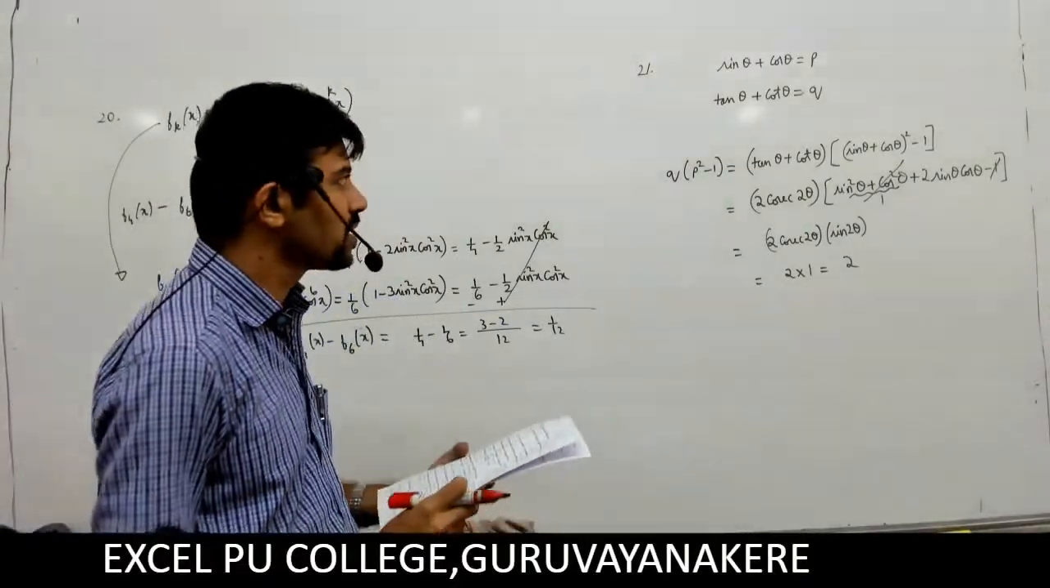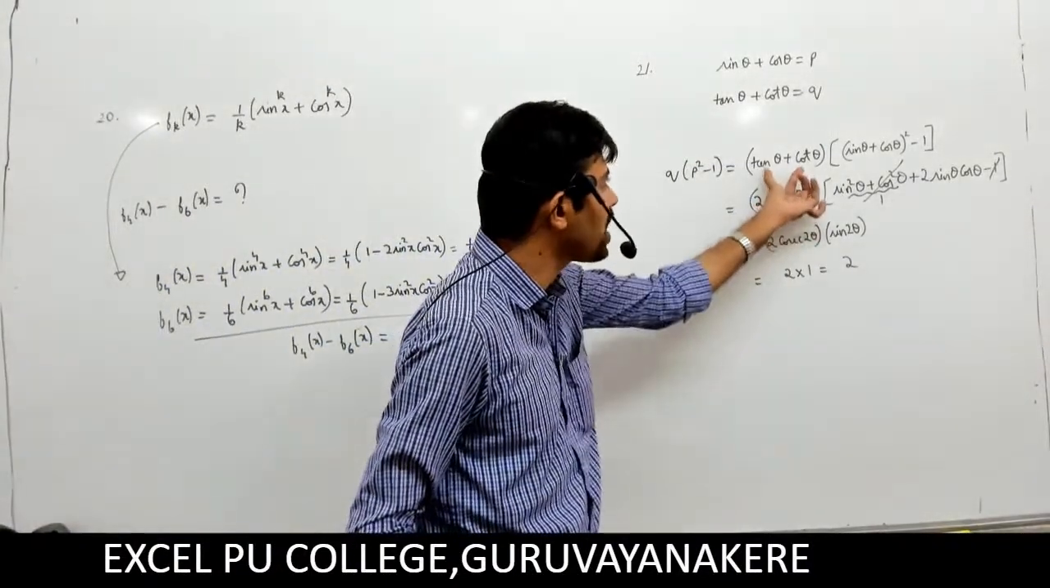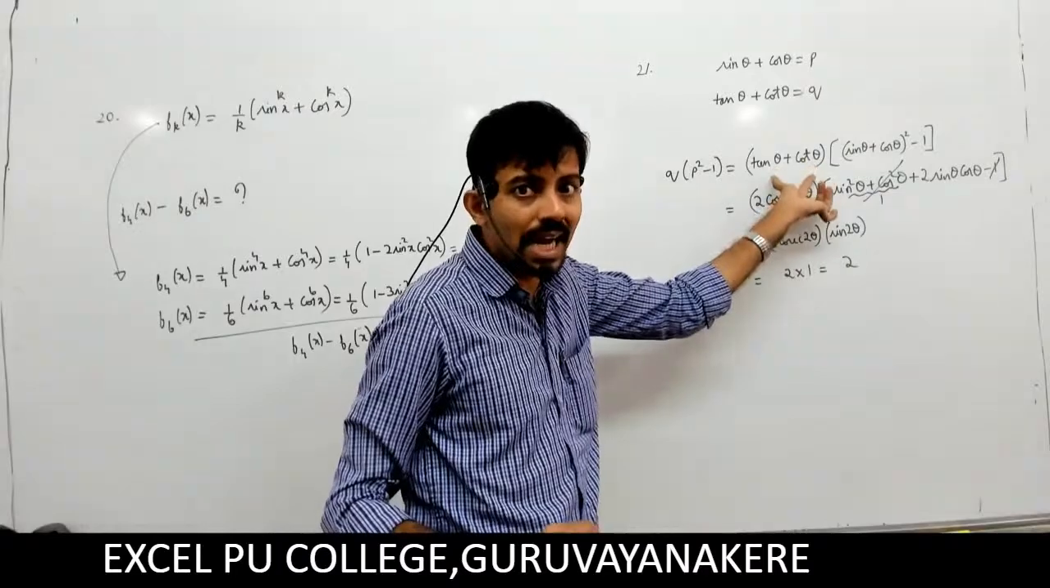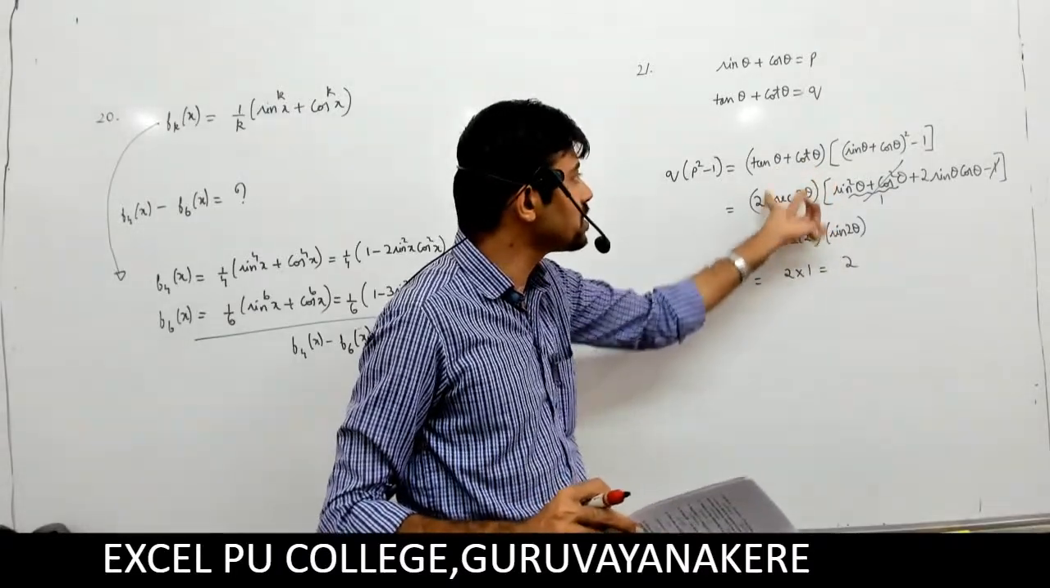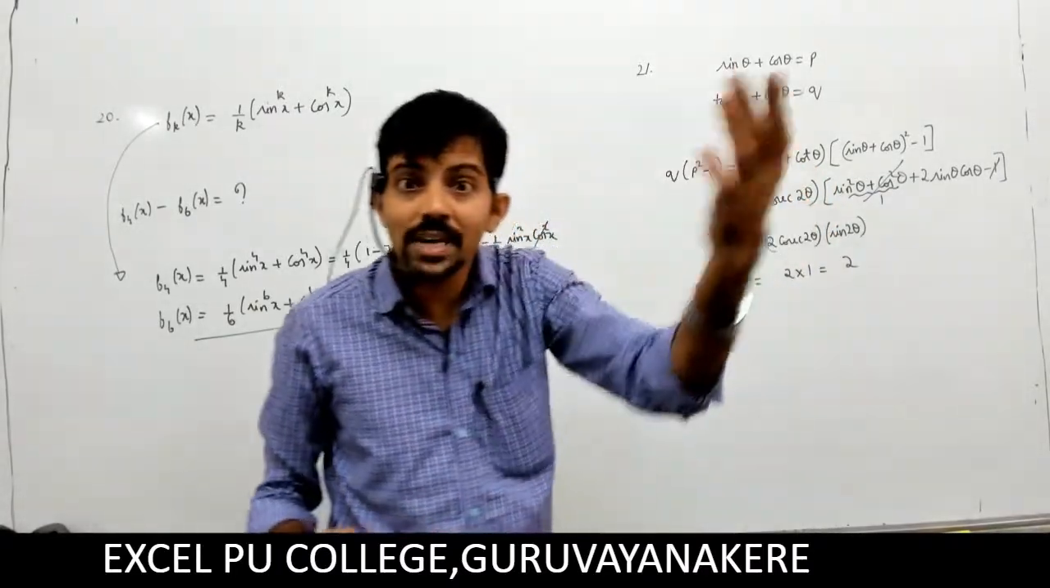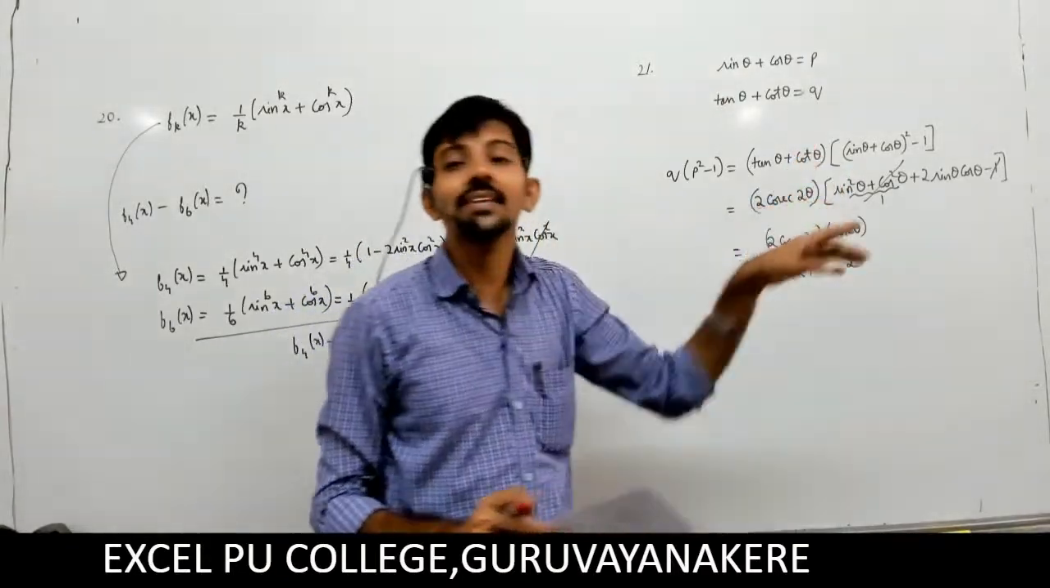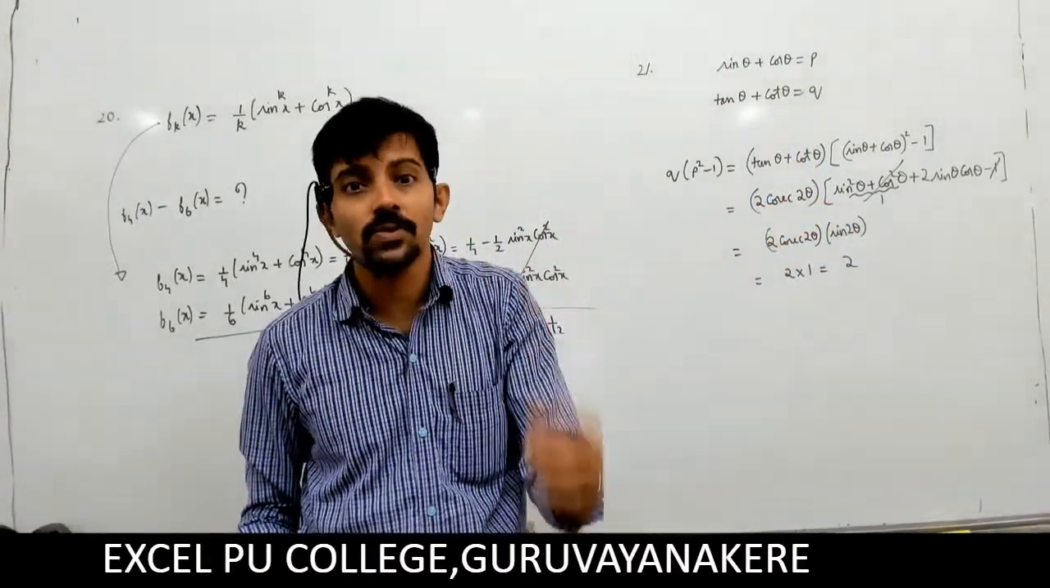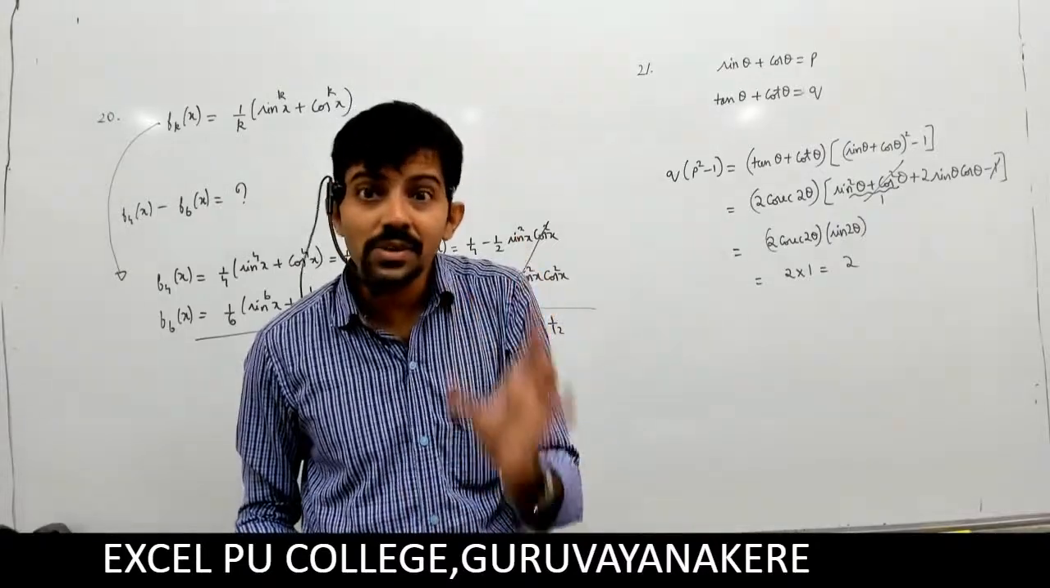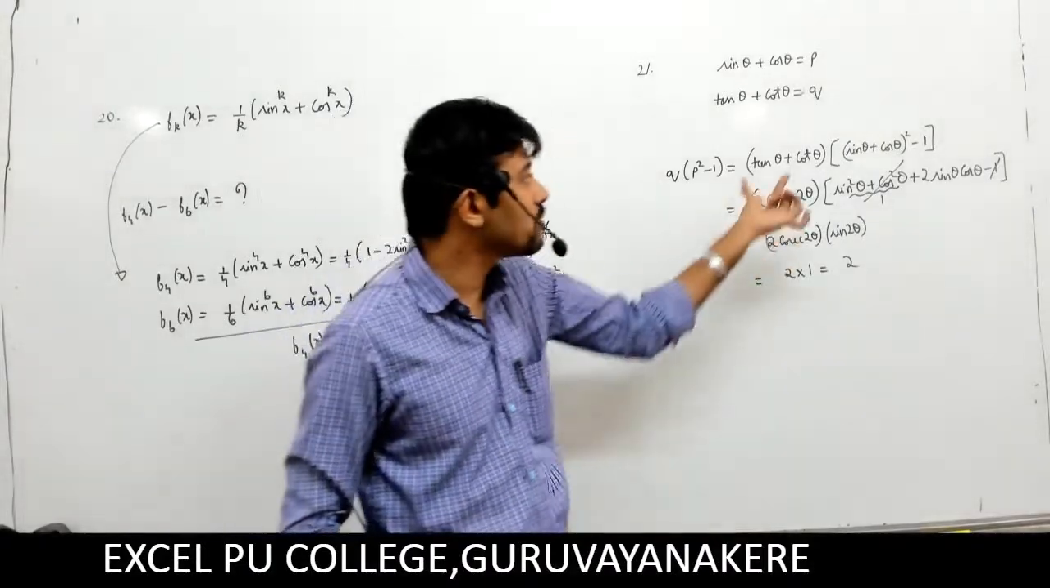Simple question. Need to apply the formula. If you don't know this formula, it will kill your time. Correct? Tan theta plus cot theta. If you don't know this directly, you need to write tan as sin by cos, cot as cos by sin, then take LCM, then apply the multiple angle formula. It takes more time. To save the time, we need to remember this formula.